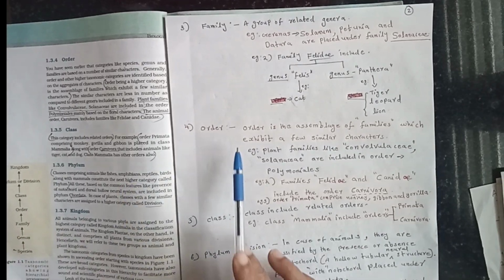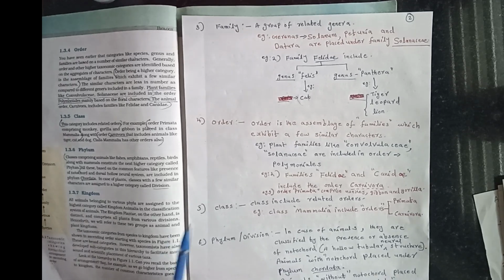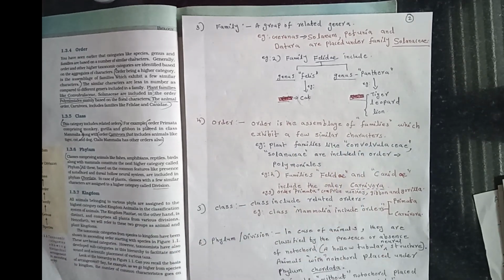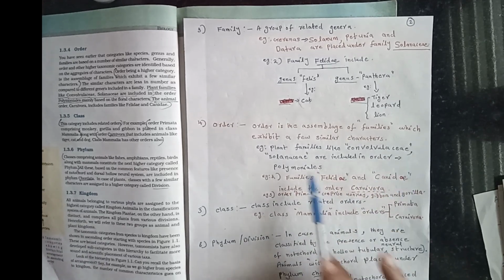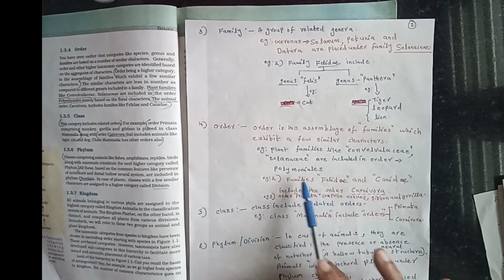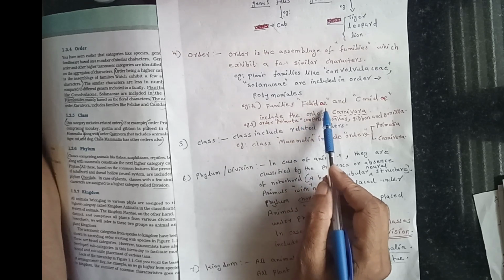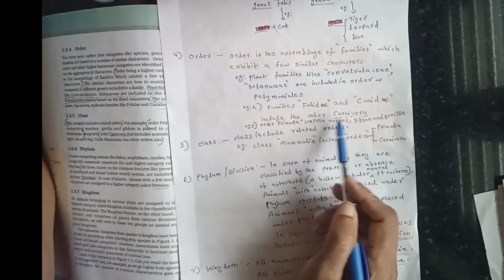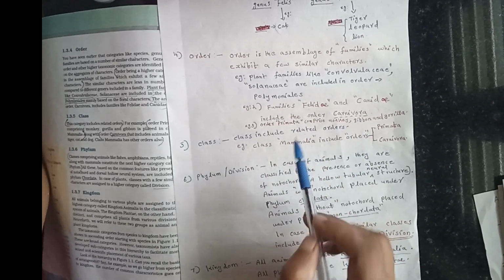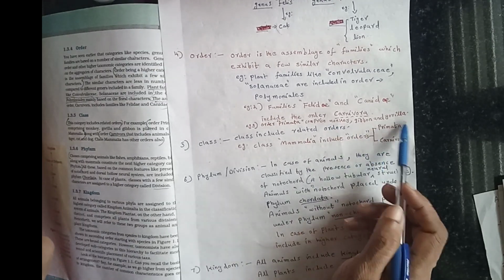Next, order. Order is the assemblage of families which exhibit a few similar characters. Example, plant families like Convolvulaceae and Solanaceae are included in order Polemoniales. Second example, families Felidae and Canidae are included in the order Carnivora. Third example, order Primata comprises monkeys, gibbons and gorilla.